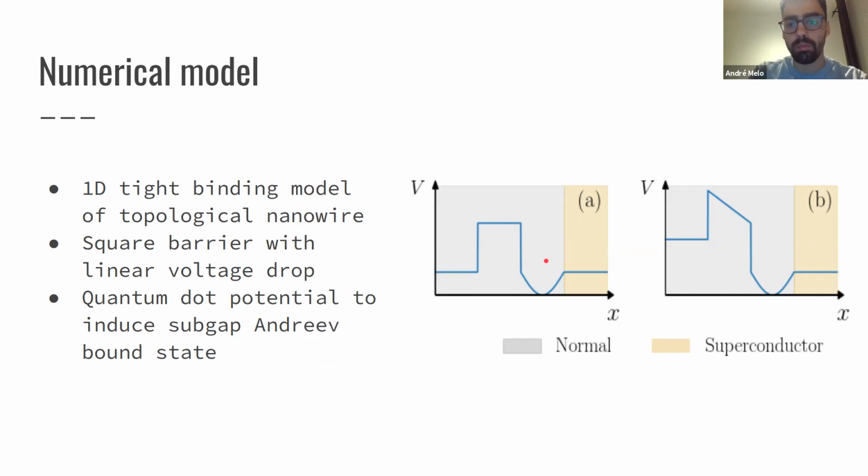Additionally, we also put in a quantum dot potential. The only reason we put it in is just because we want to have subgap Andreev bound states so that we get a richer subgap spectrum that we can then look at. All right, so I'll jump to the results.